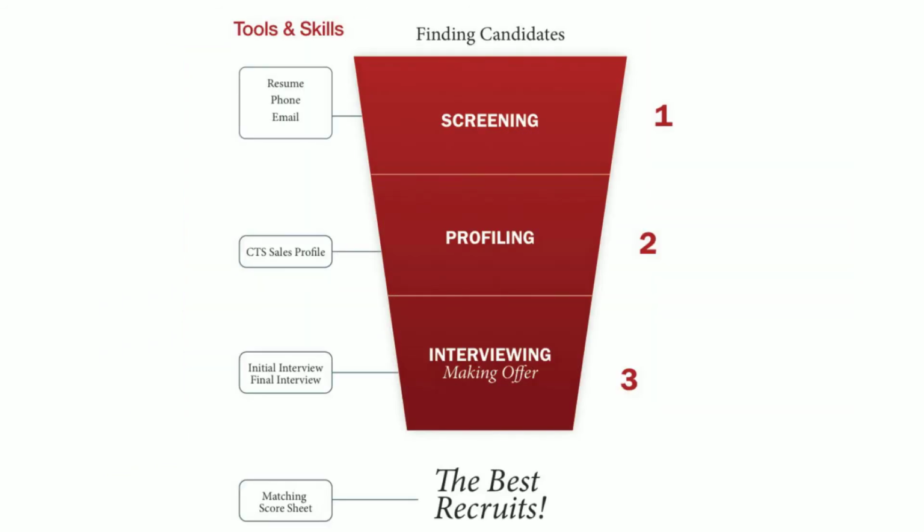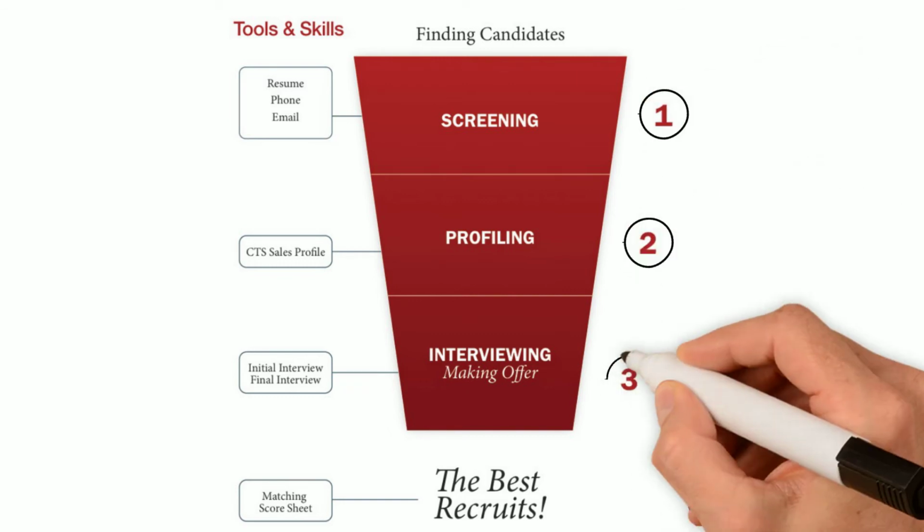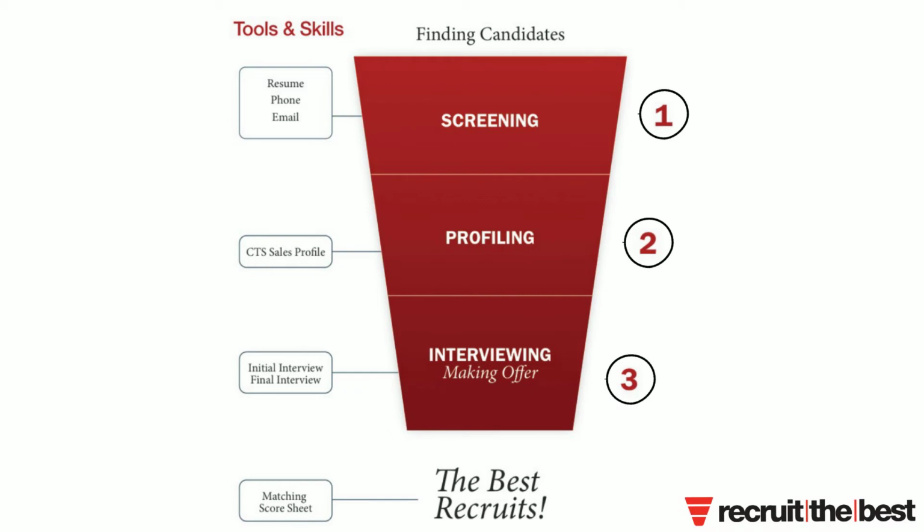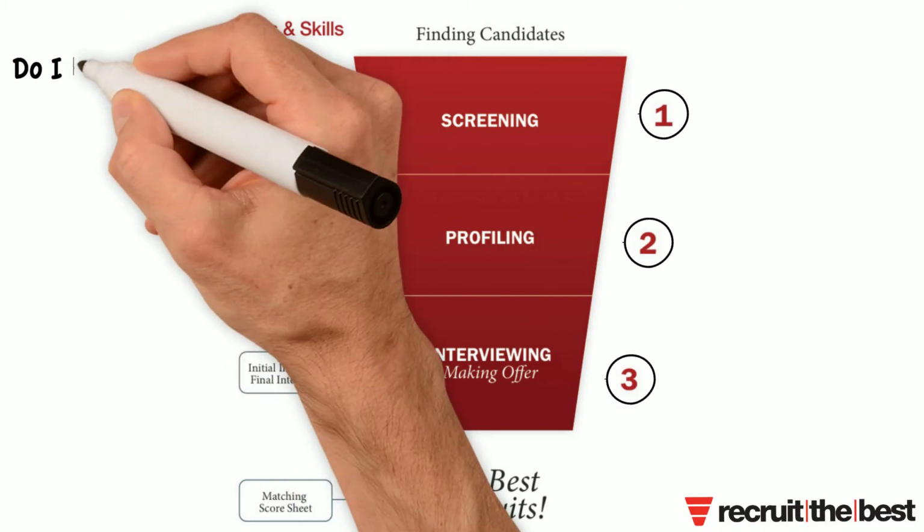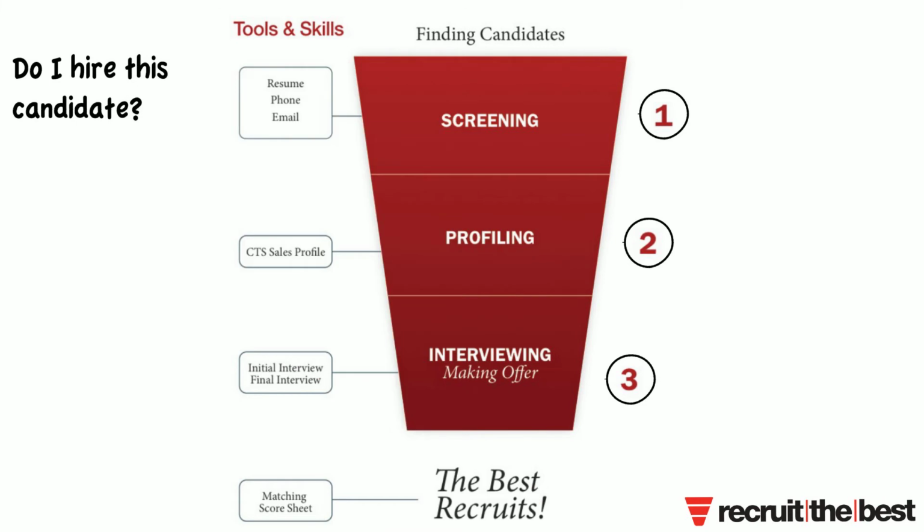Let's start with an overview of the Recruit the Best system. There are 3 levels: screening, profiling, and interviewing. The system breaks the big decision of, do I hire this candidate, down into a series of small decisions of, do I move this candidate to the next step?